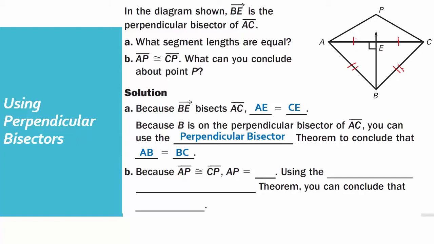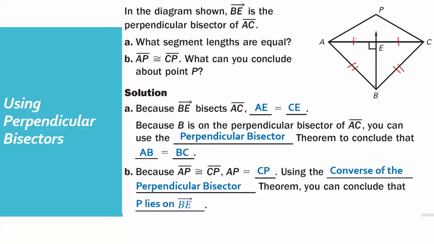Part B, we're given that line segment AP is congruent to line segment CP. What can you conclude about point P? Because AP is congruent to CP, we can say that AP is equal to CP. And then using the converse of the perpendicular bisector theorem, we can conclude that P lies on BE.